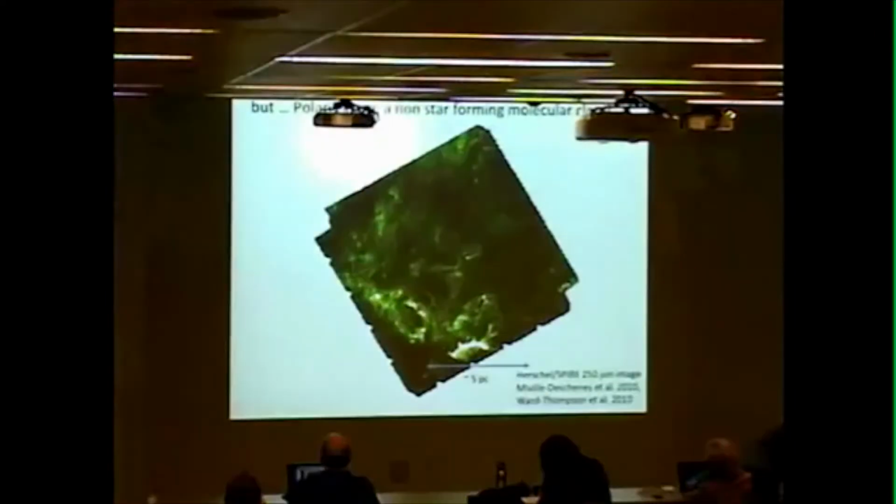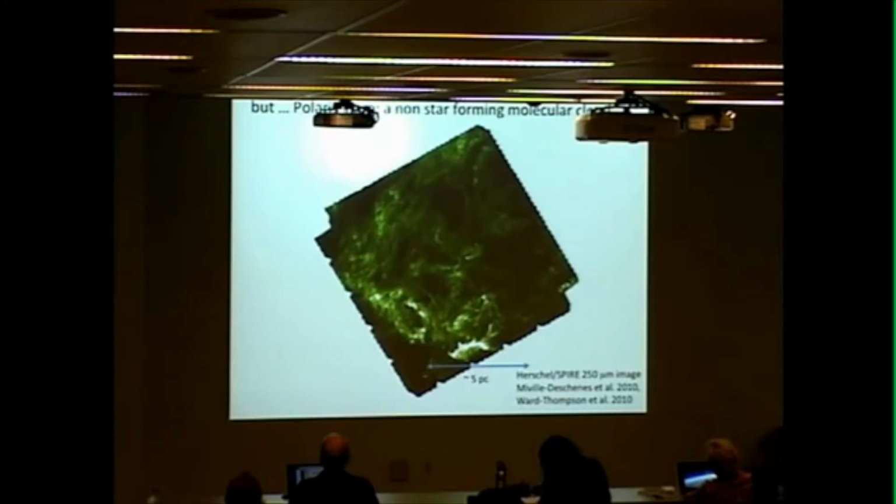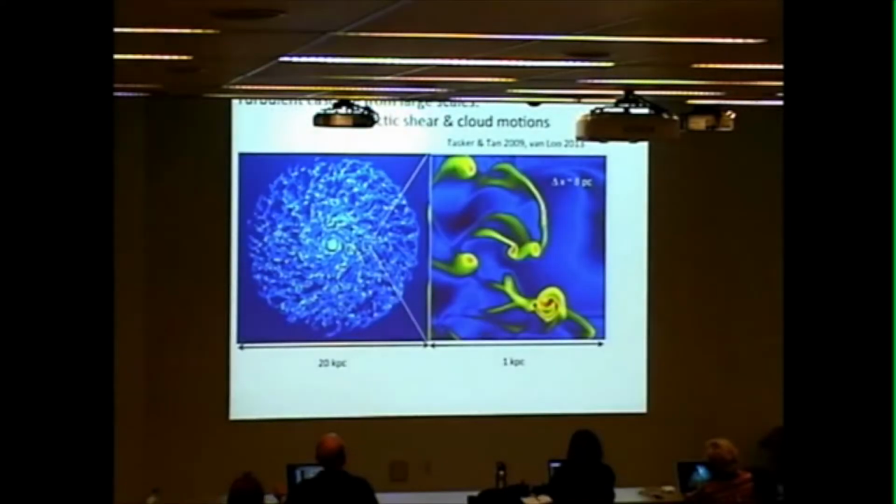But the problem with this is that we also know that in a non-star forming molecular cloud like the Polaris, we have a beautiful observation that shows that this cloud is turbulent. There's not a single star in this cloud, right? So basically, turbulence has to have a source that is also external, okay? And so essentially, this is good news for us because we should be able to capture at least that turbulence, even if we don't know how to do feedback properly, okay?